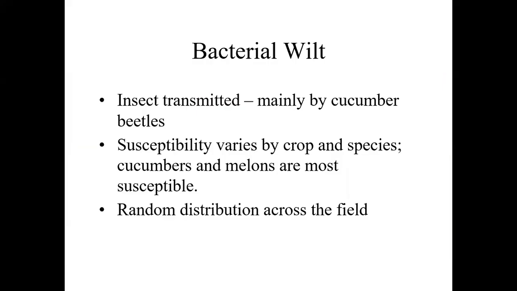So it's transmitted by the cucumber beetles, and the susceptibility will vary by crop and species. Cucumbers and melons are the most susceptible. Pumpkins and squash are less susceptible to the bacterial wilt, but they're often more attractive to the cucumber beetle itself. So there's a bit of a trade-off there between how attractive the crop is and how susceptible the species is as to the level of damage that we see in the field.